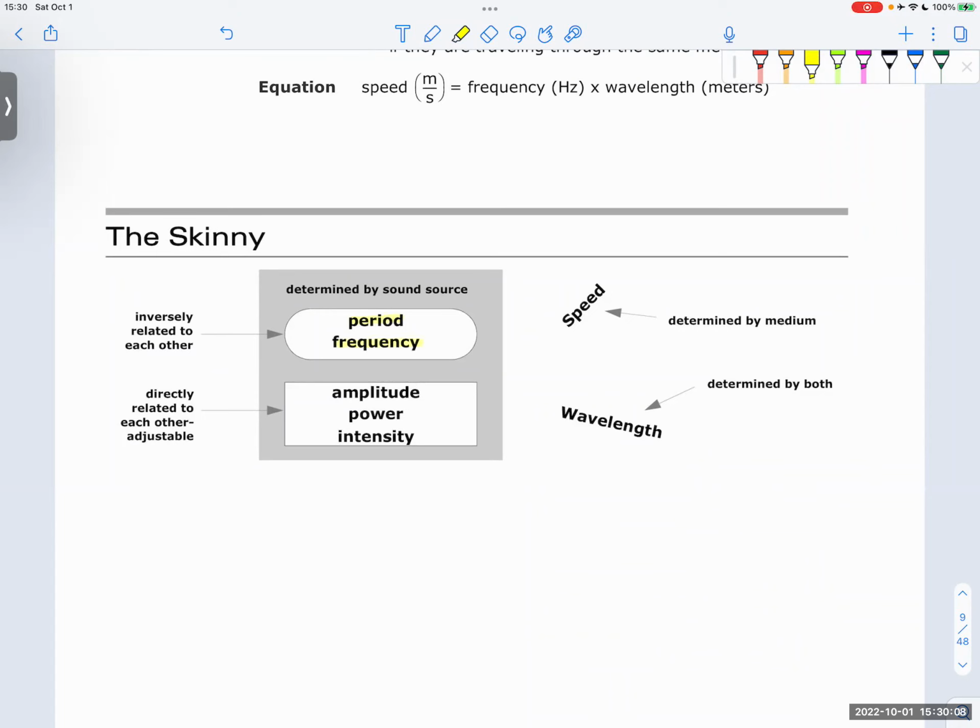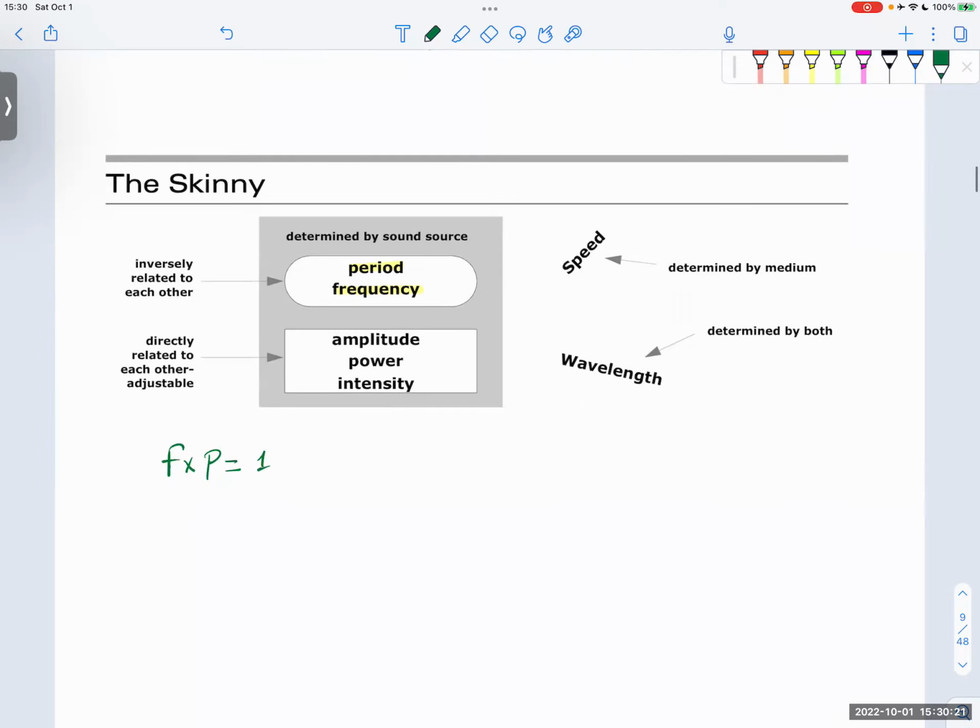Now, to summarize things about period and frequency, we go back to the equation: frequency times period equals 1. So they are inversely related to each other. And again, remember to use the same unit. If you use frequency in cycles per second or hertz, you use period in seconds. If you use frequency in megahertz, then period in microseconds. They can be changed by changing the sound source, the probe. The sonographer cannot change period or frequency.